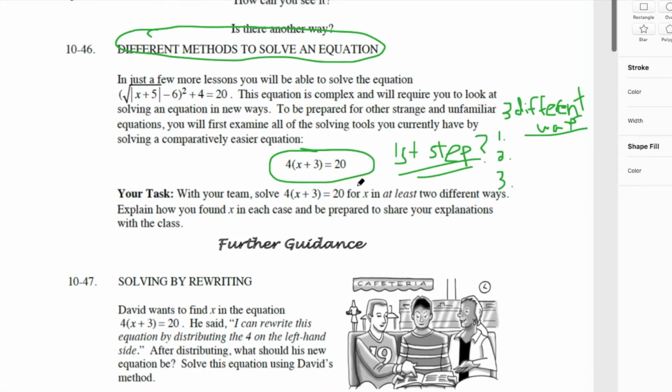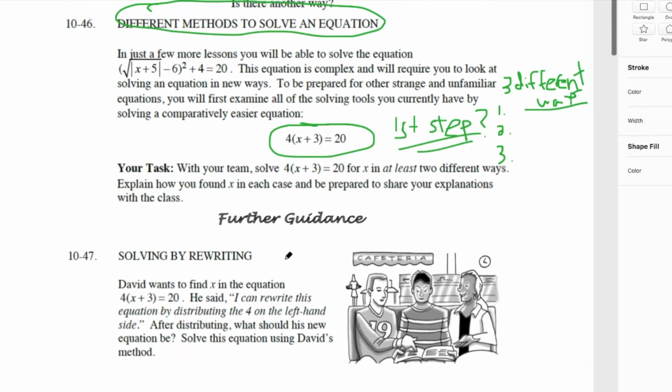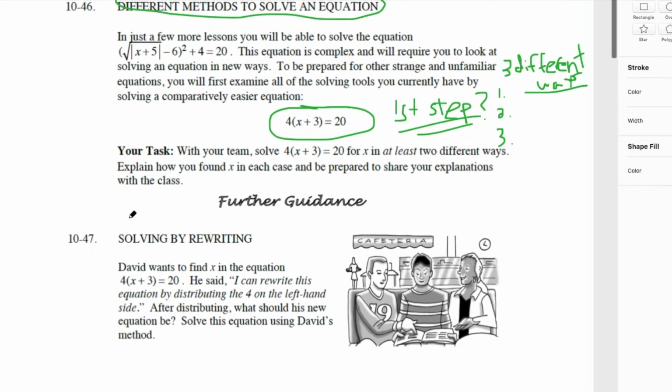So what it says down here, with your team, solve 4 times the quantity x plus 3 equals 20 for x, at least 2 different ways. Explain how you found x. In each case, be prepared to share your explanations for class, okay? So in a normal year, you'd have your group, right? You'd be working with your group, and I'm sure every table could come up with maybe 2 different ways to get to what x has to equal here. But since we don't have that this year, we're going to go through them together.